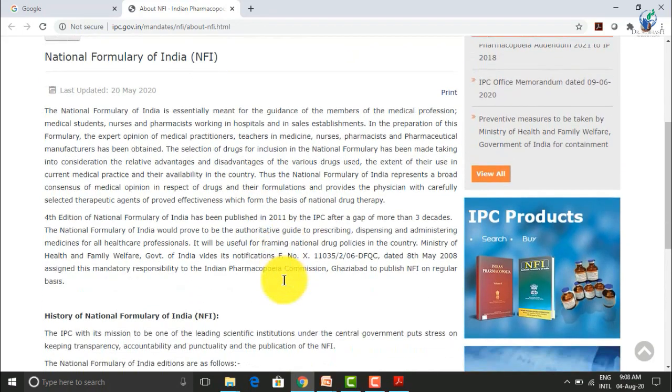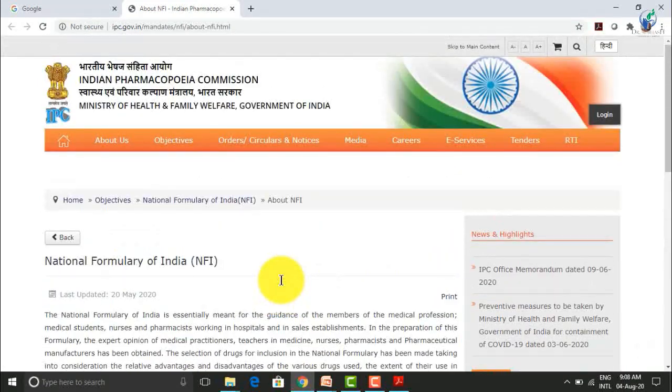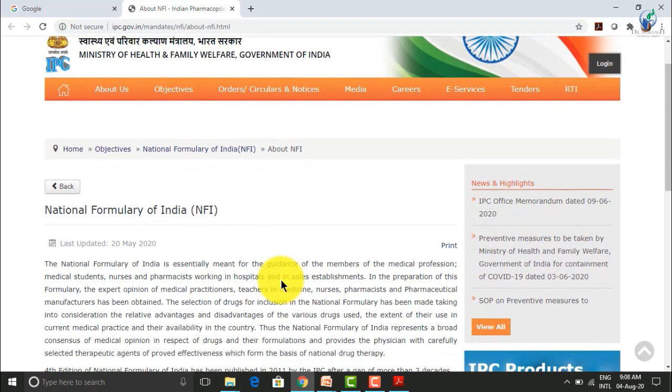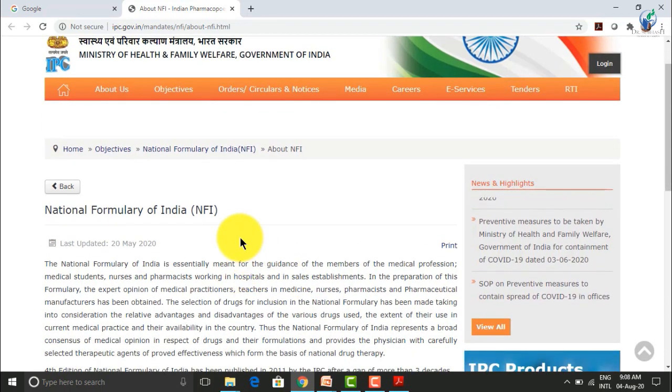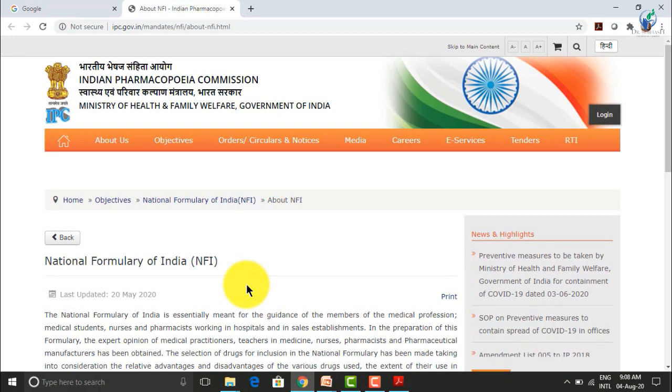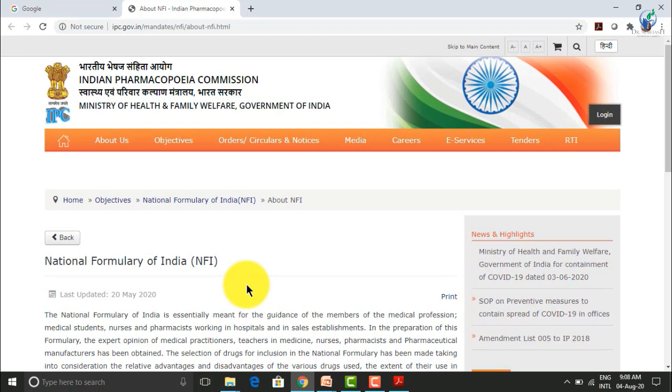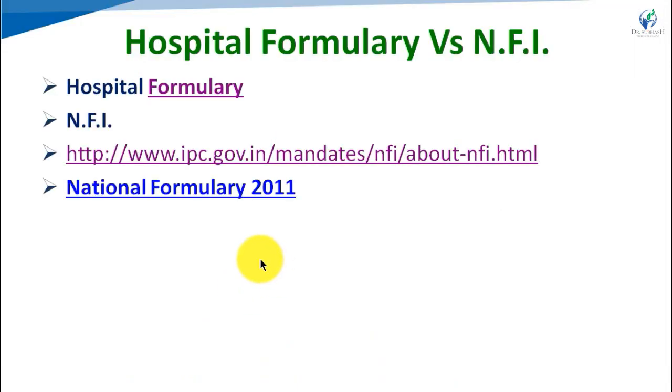This is the website regarding the N.F.I. Here you can access it, and you can also purchase it on the website of the Indian Pharmacopoeia Commission. Now we will see the national formulary. I have put one example here, the national formulary 2011. You have to purchase the 2016 one, but the N.F.I 2011 is available on the website. So we will see what data they have included in the N.F.I.